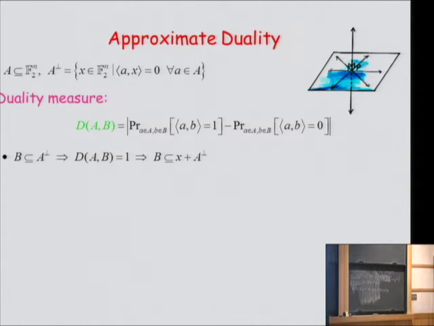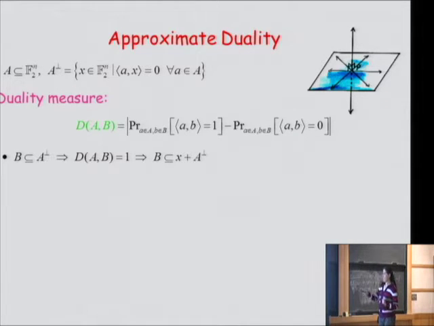Suppose first that B is contained in A perp. Then of course the duality measure equals 1, because the inner product is always 0. On the other hand, it's not difficult to see that if the duality measure equals 1, then B is contained in some affine shift of A perp by some vector x. It's really if and only if. Being contained in some affine shift of A perp is weaker than being contained in A perp, right? Doesn't B inside A perp imply that? Yes, but the other direction. Okay, almost. The idea is that having duality measure 1 actually says that A and B are contained in dual spaces.